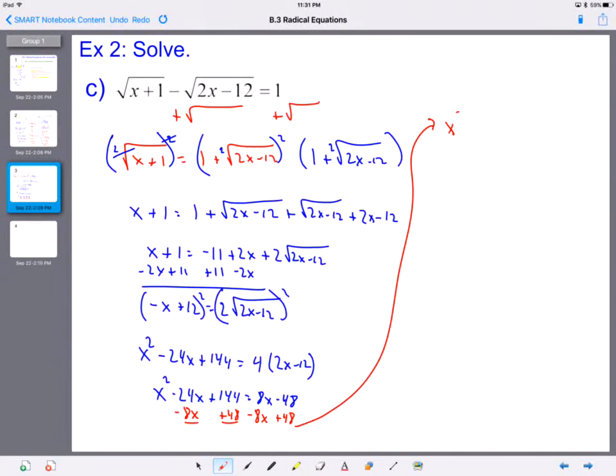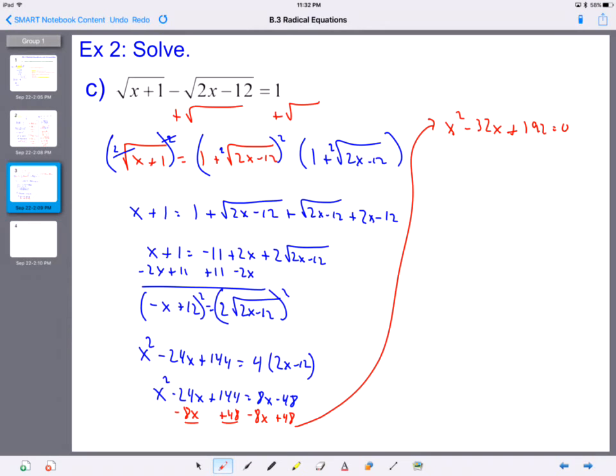That'll leave us with x squared minus 32x plus 144 and 48 would be 192 is equal to 0. So we need to solve that quadratic. How are we going to solve that quadratic? Well, unless you guys know factors of 192 that give you 32, then we're going to have to possibly look at completing the square or the quadratic formula.